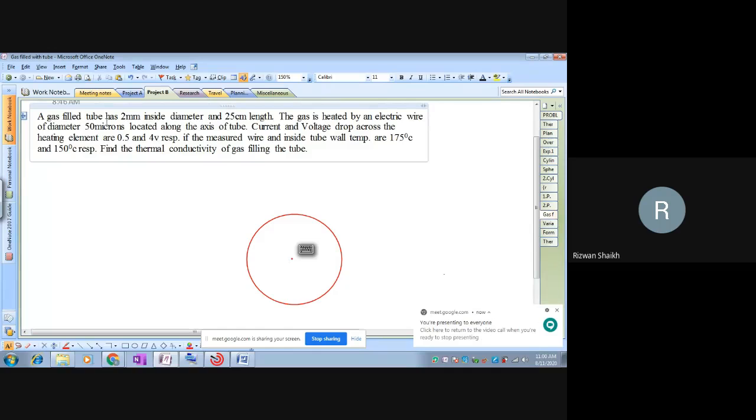A gas filled tube has 2 mm inside diameter and 25 centimeter length. The gas is heated by an electric wire of diameter 50 microns located along the axis of the tube. Current and voltage drop across the heating element are given. If the measured wire and inside tube wall temperatures are 175 degrees Celsius and 150 degrees Celsius, find the thermal conductivity of the gas filling the tube.